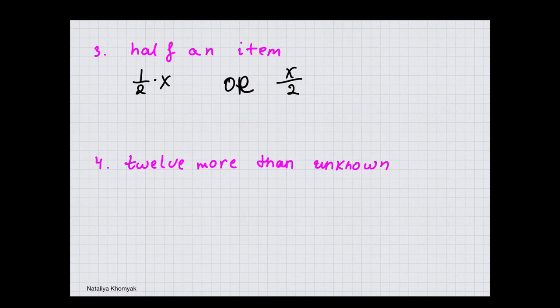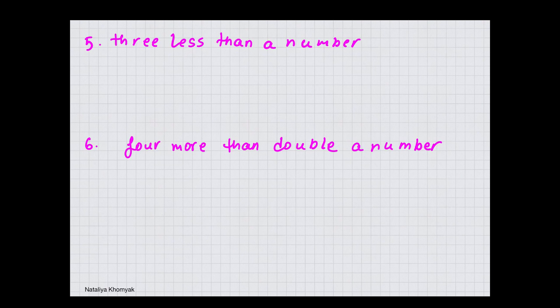12 more than unknown. Let's say my unknown is n. 12 more, plus 12. 3 less than a number. Now this is a negative value. For example, 3 less than 10 is 7, but how would you get the 7? You assign the negative value to whatever it's less than a number. Well, we don't know what the number is. If you have a less than, you would write it in reverse.